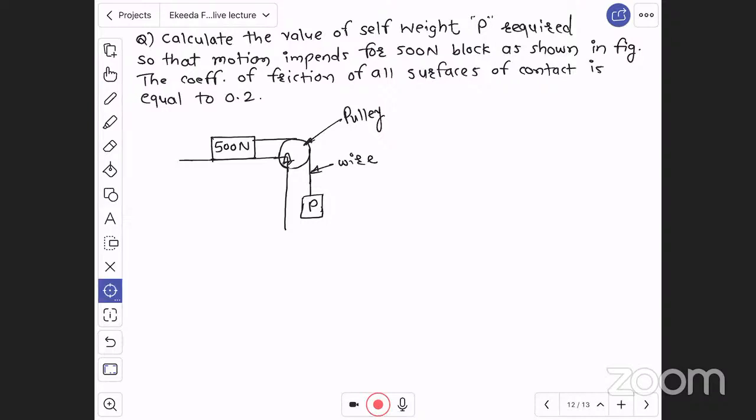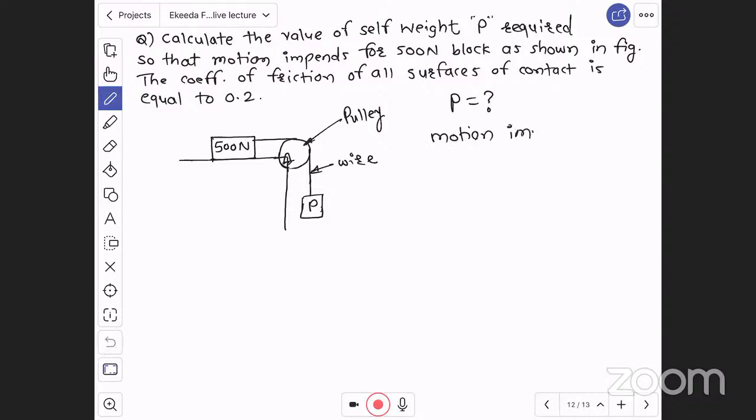The question is, calculate the value of self-weight P. Here, we have to find the value of self-weight P. P is equal to question mark, right? Required so that motion impedes for 500 Newton block as shown in figure. See, understand the meaning. Motion impedes.